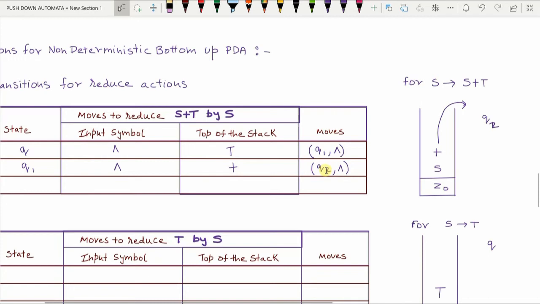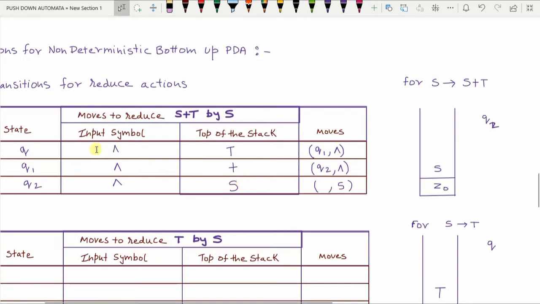Now when I am in state Q2, I will do the changes here. I am in state Q2 and plus is already popped out. Again see, no input symbol is read. What is there on top of the stack? S is there on top of the stack. So what operation will I do? Actually I wanted only S on top of the stack. S is already present on top of the stack. So I am going to perform a no change operation. No change operation means S, which is on the top, will remain on top of the stack. So I will write S here as the second parameter.